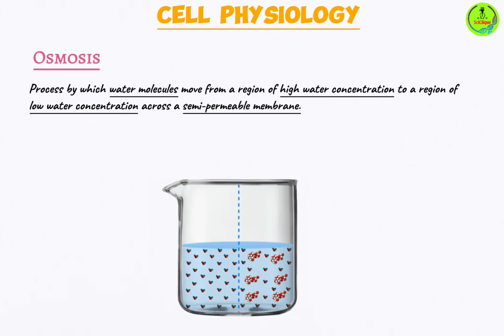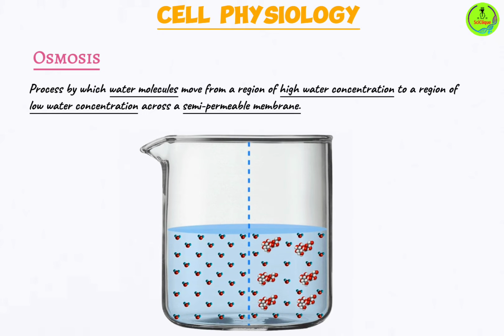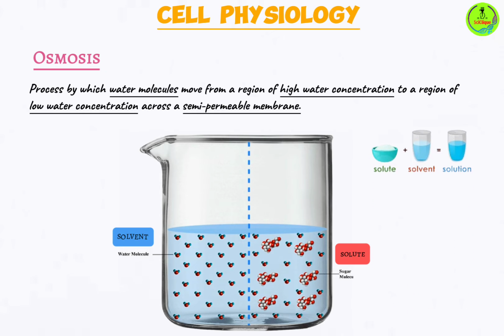So osmosis occurs in solutions. What do I mean by a solution? A solution is a mixture that contains a solute and a solvent. A solute is a substance that dissolves in a solvent. Solvents usually tend to be in liquid state. So an example is water.